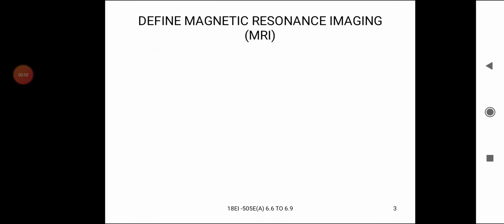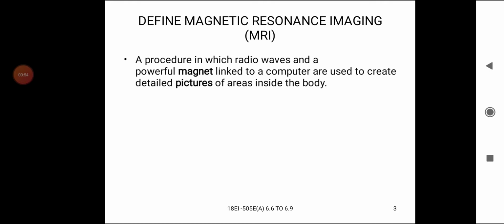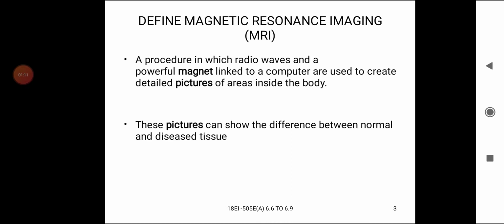Define magnetic resonance imaging: a procedure in which radio waves and powerful magnets linked to a computer are used to create a detailed picture of areas inside the body. These pictures can show the difference between normal and diseased tissue.